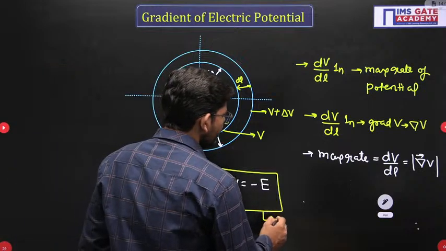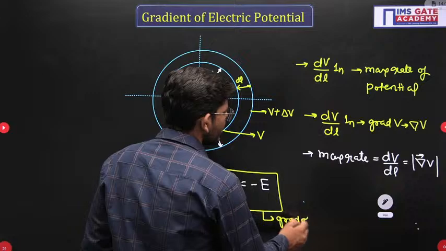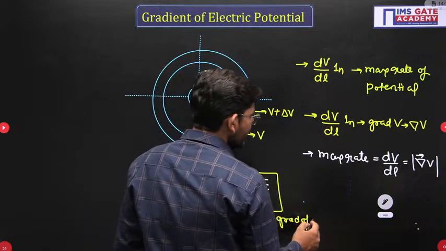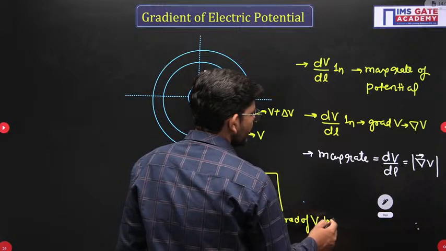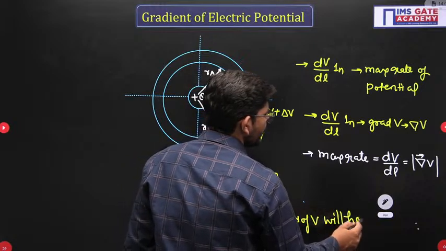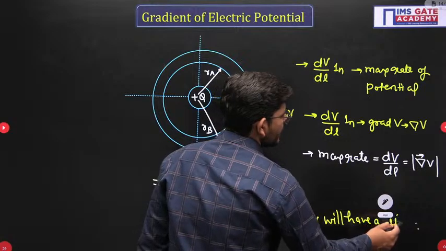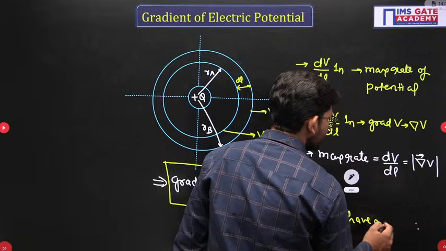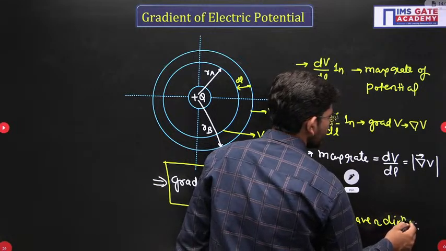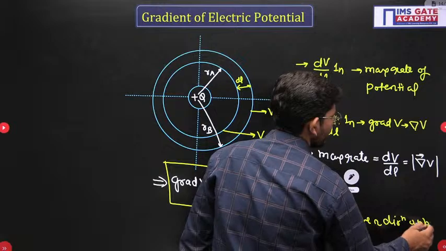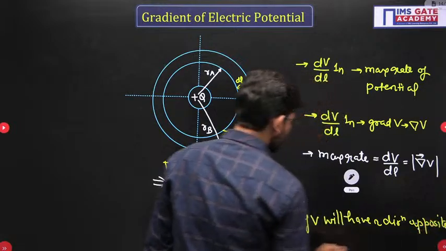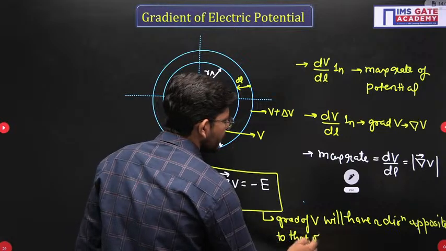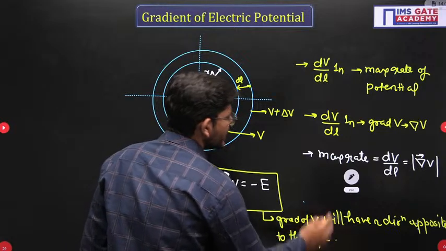Okay. So gradient of v, gradient is having direction, and because of the minus sign we are getting, gradient of v will have a direction opposite to that of E because of the minus sign that we are getting here.